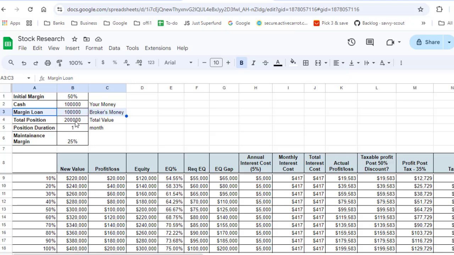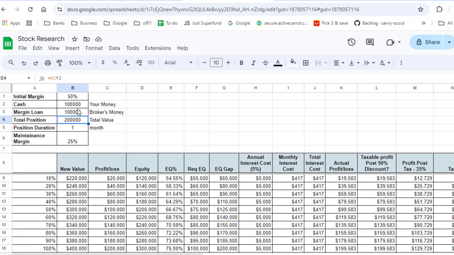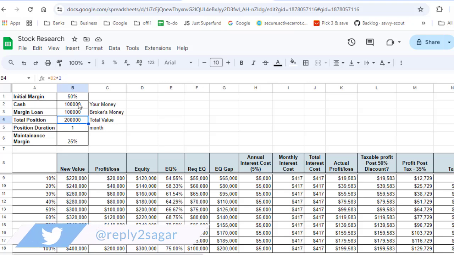So total position is 200k, but since initial margin is 50%, what it implies is that 50% of that position's total value will be provided by the broker as a margin loan. So 100k in this case. So you put 100k, broker puts 100k, so total position becomes 200k. So that is the meaning of initial margin.